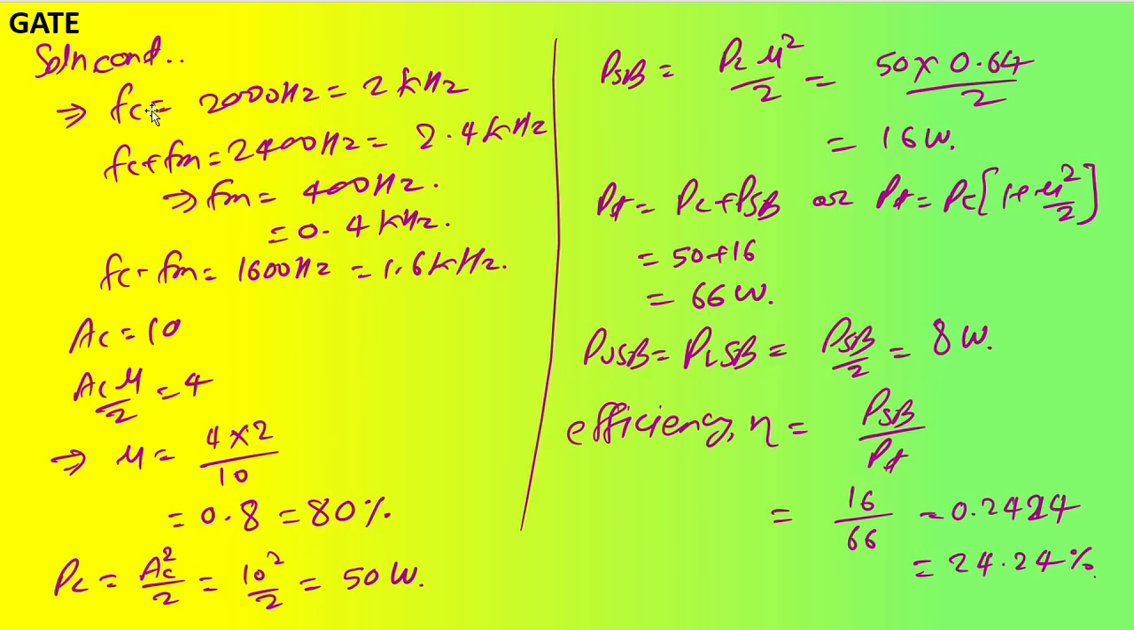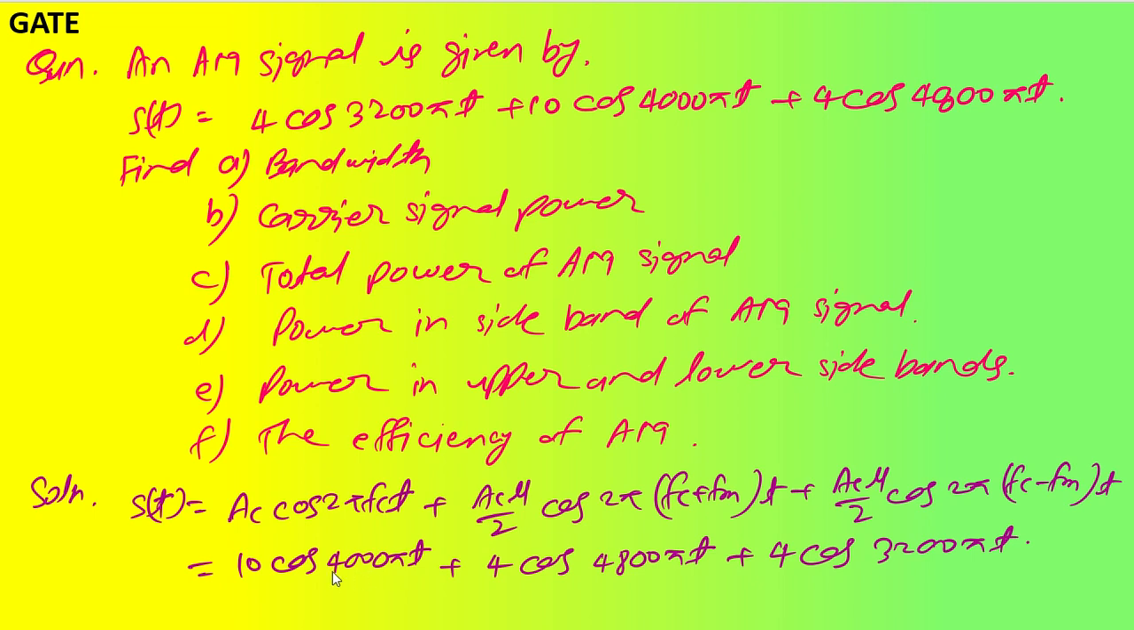You can write down that fc is now 2000. Why? Because this is 4000 in cos 4000 pi t, so cos 2 pi fc t, if I remove the 2 pi, it becomes 2000. Here fc plus fm will become 2400, and here fc minus fm will be 1600. So this is the very good thing that you have understood here.